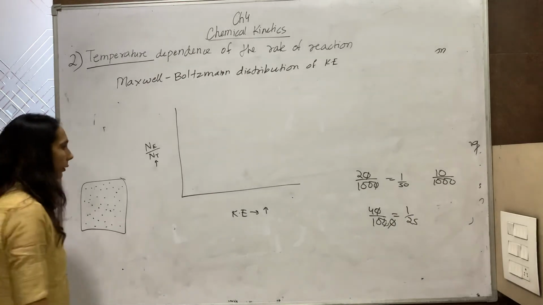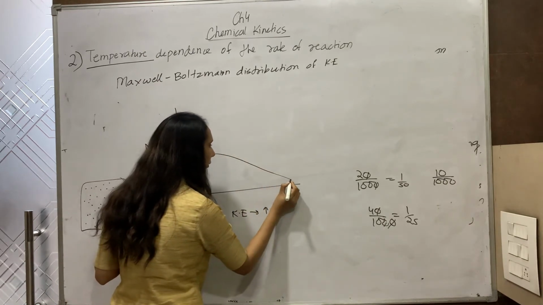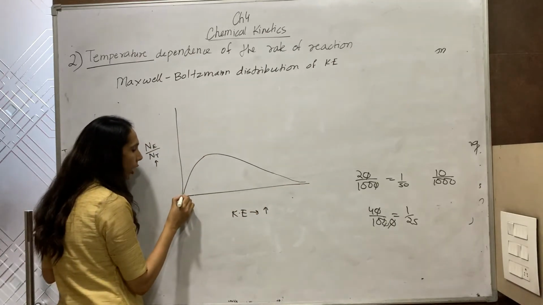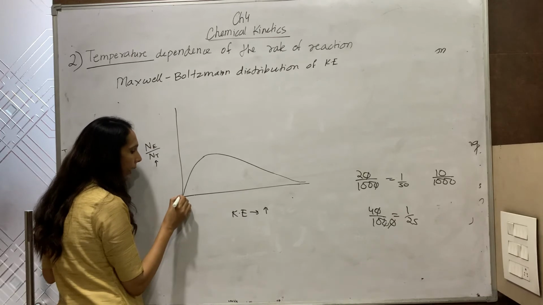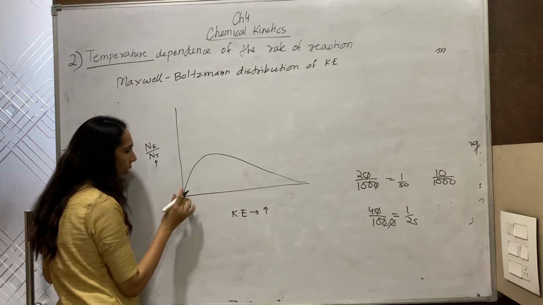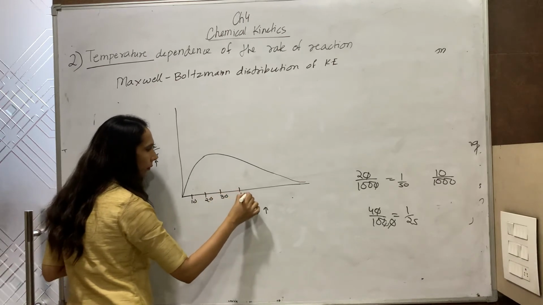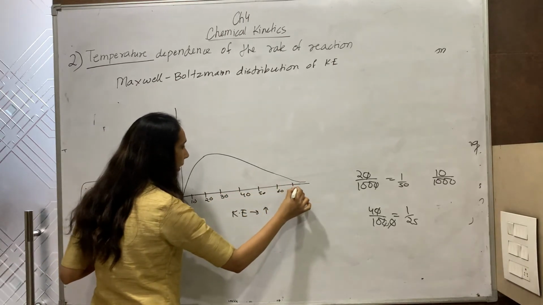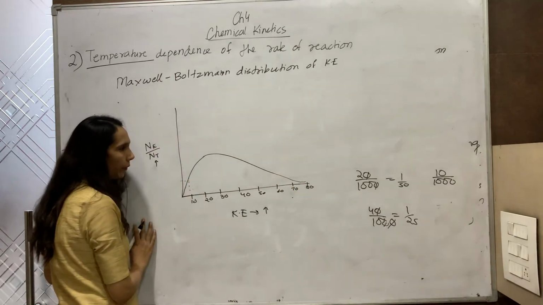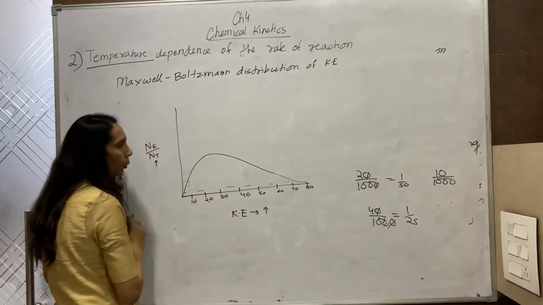So when I plot a graph, I get a graph like this. You can see the fraction of molecules which are failing, or have very low kinetic energy, is very less. When kinetic energy is 0, the fraction of molecules is also 0. I am just putting hypothetical values, in kilojoules. The fraction of molecules which have very low kinetic energy is very low, and the fraction of molecules which have very high kinetic energy is also very low.